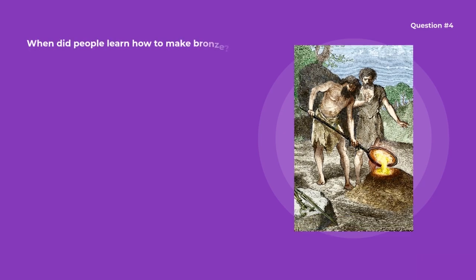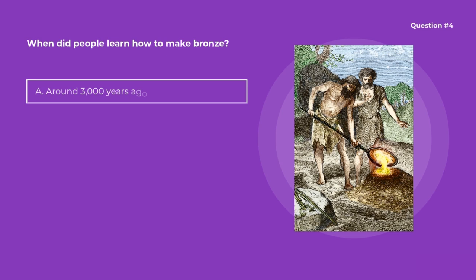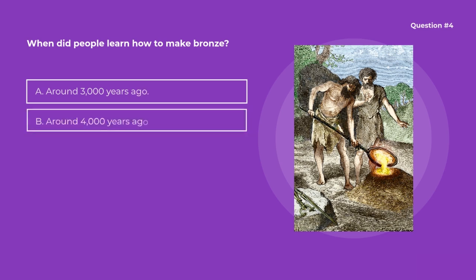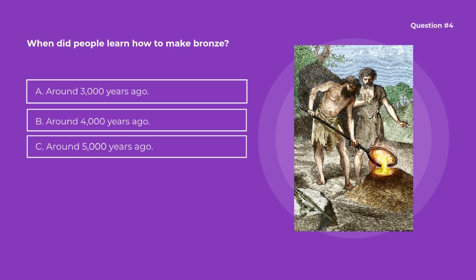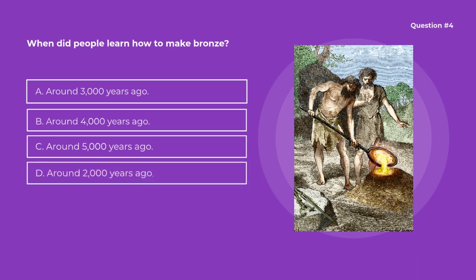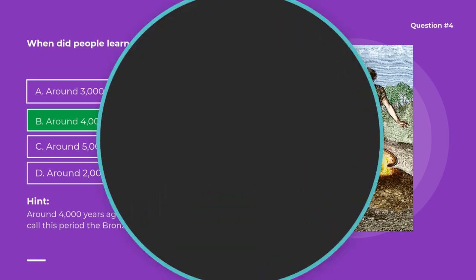Question number 4. When did people learn how to make bronze? Options are A. Around 3,000 years ago, B. Around 4,000 years ago, C. Around 5,000 years ago, D. Around 2,000 years ago. The correct option is around 4,000 years ago. Around 4,000 years ago, people learned to make bronze. We call this period the Bronze Age.